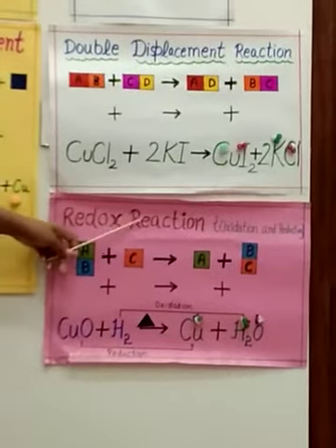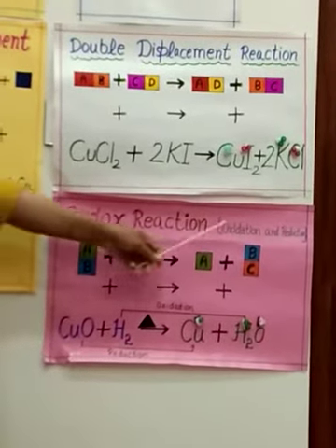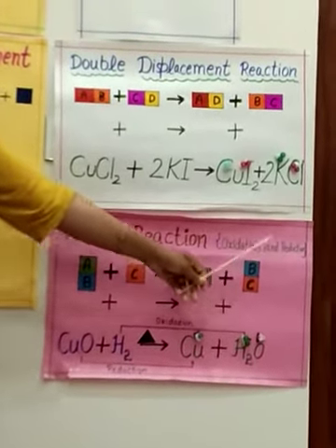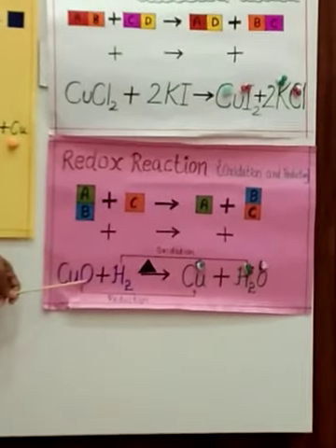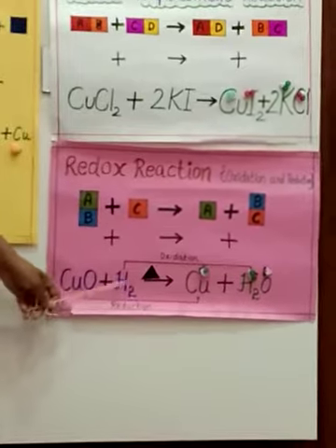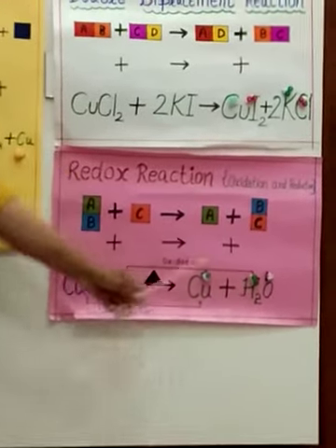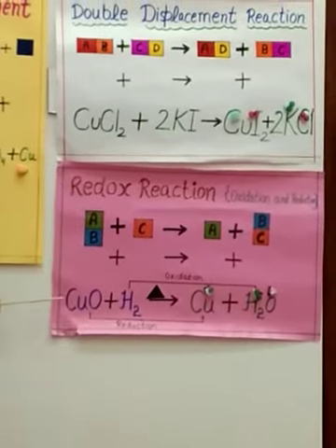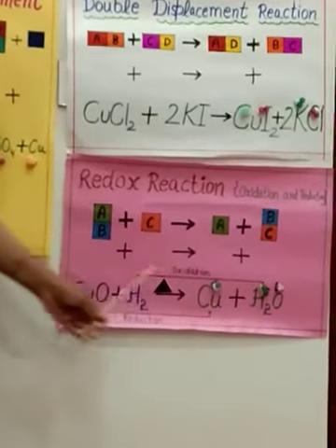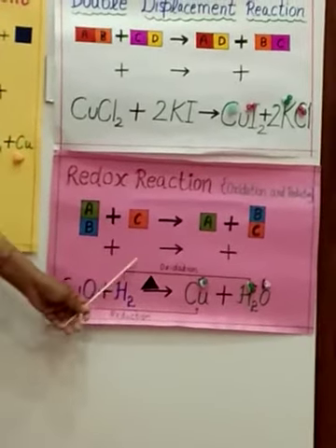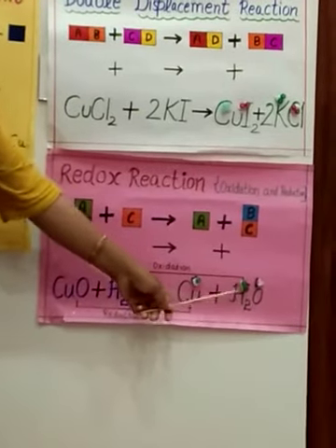These are redox reactions. Redox reactions are those in which oxidation and reduction reactions take place simultaneously. The loss of oxygen is reduction and the gain of oxygen is oxidation. Here copper oxide is reduced to form copper and hydrogen is oxidized to form water.